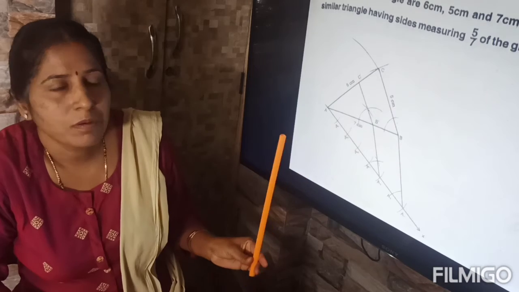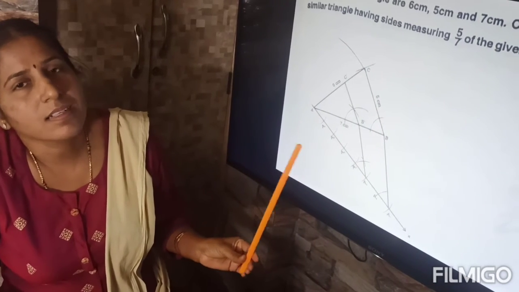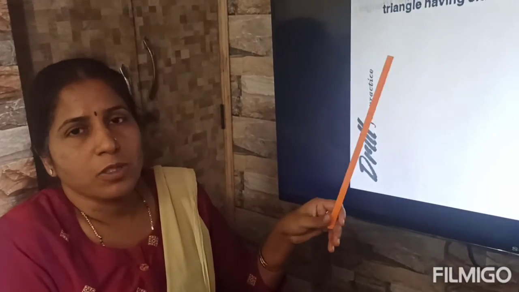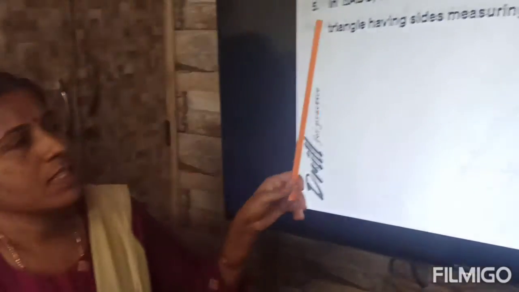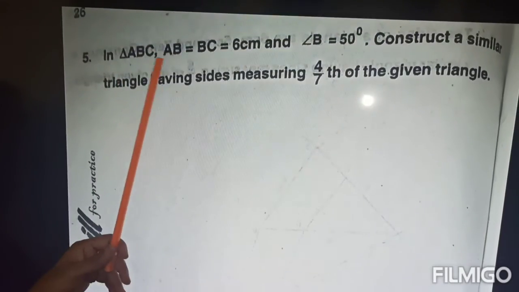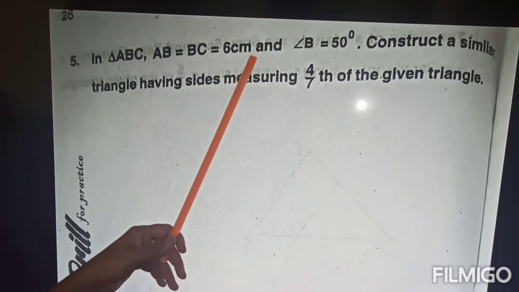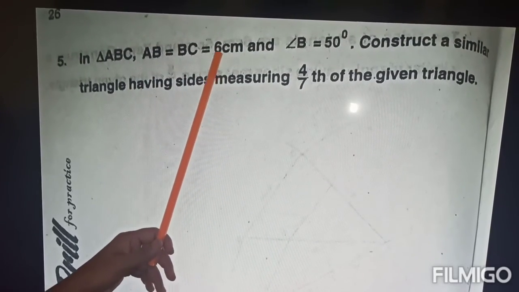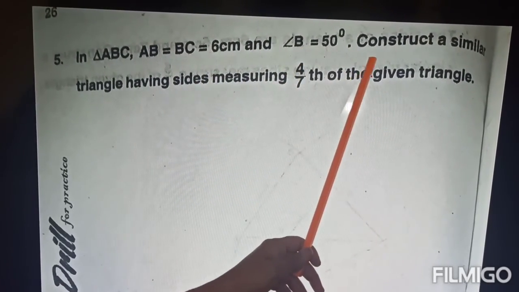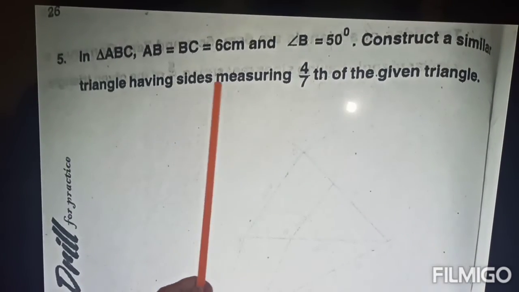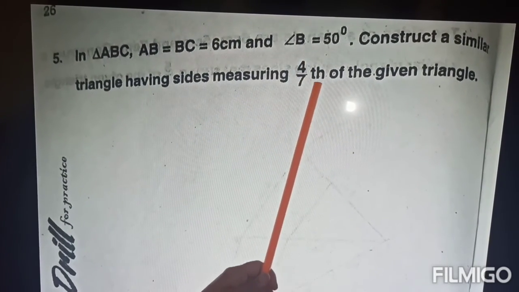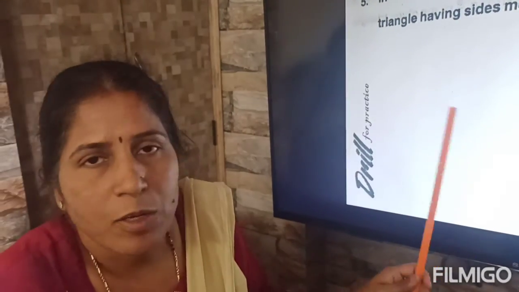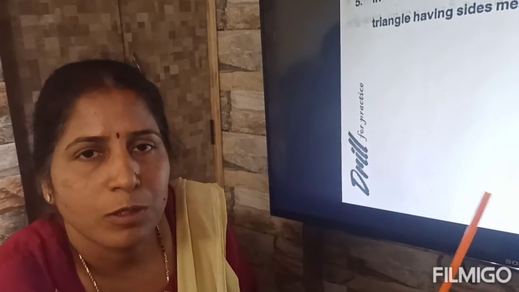I'll give 2 more examples. Do that construction yourself, like this only. I am giving the questions, construct yourself. See the question. In a triangle ABC, AB is equal to BC is equal to 6 centimeter. The given triangle is an isosceles triangle. AB and BC are equal to 6 centimeter and angle B is equal to 50 degree. Construct a similar triangle having sides measuring 4 by 7 of the given triangle. Okay, do it yourself.